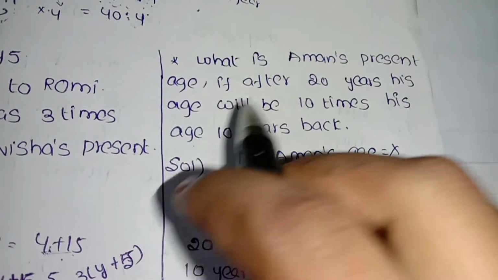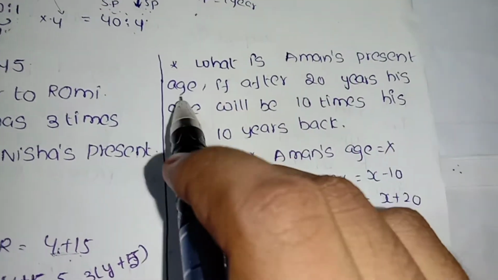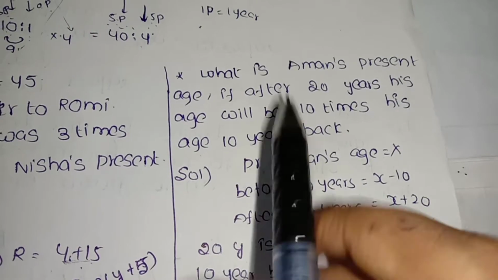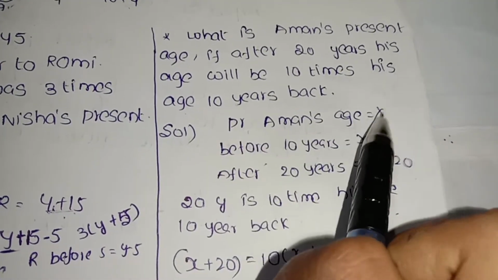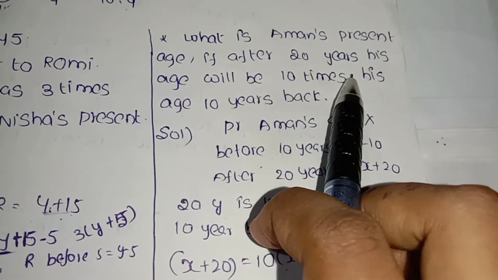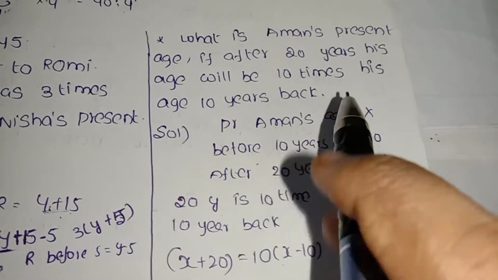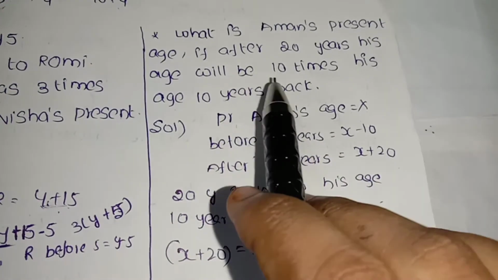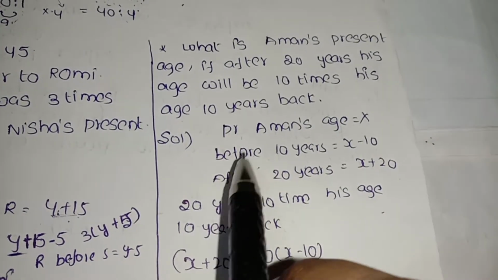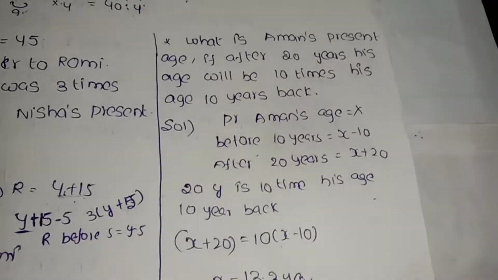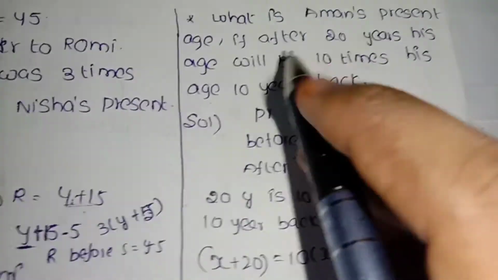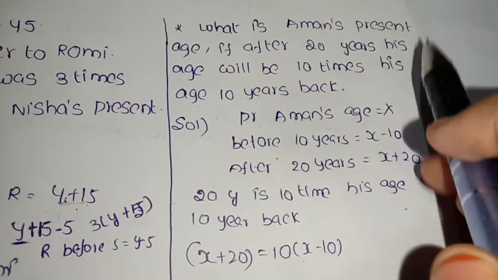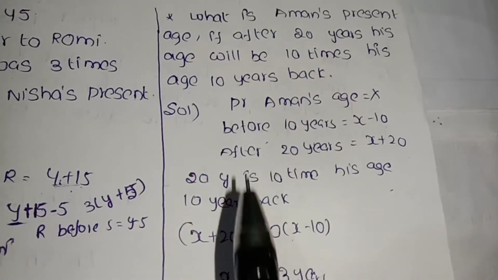See another example. What is Aman's present age, if after 20 years his age will be 10 times his age 10 years back? Aman's present age is x. After 20 years, the age of Aman is x plus 20. Before 10 years, the age of Aman is x minus 10. Because before you have to subtract, after you have to add. Here the question is, after 20 years his age will be 10 times his age 10 years back.